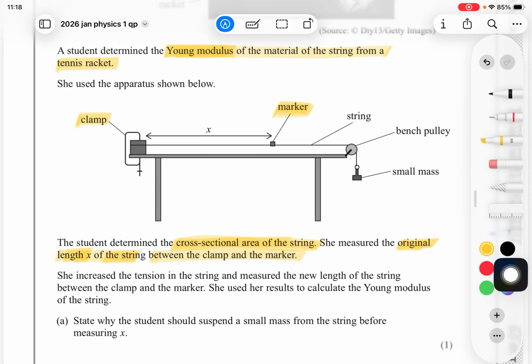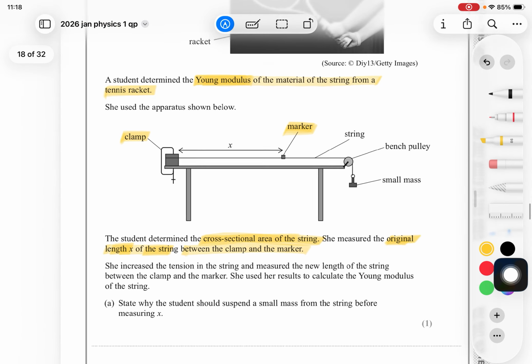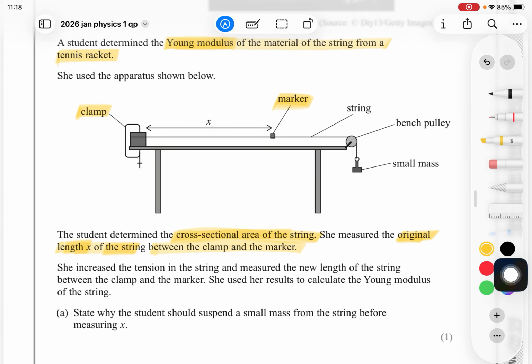And she little by little increased the tension in the string and measured the new length of the string between the clamp and the marker, and used her results to calculate the Young's modulus. Now let's see the first part. So we have an idea now.